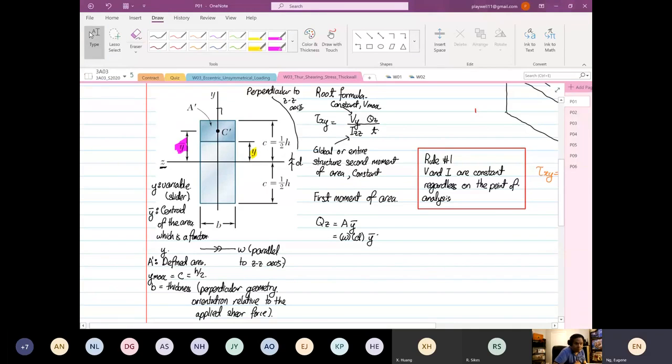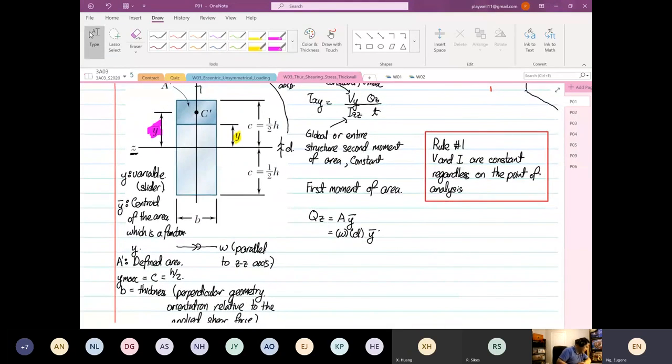Okay. So the next thing that we're going to do now is write the formula for the first moment of area. So we have QZ, or A. We're going to look at A prime now. A prime is equal to b times bracket c minus y. And from here we set rule number 2.